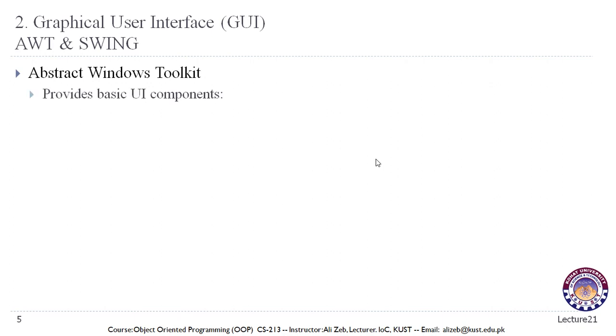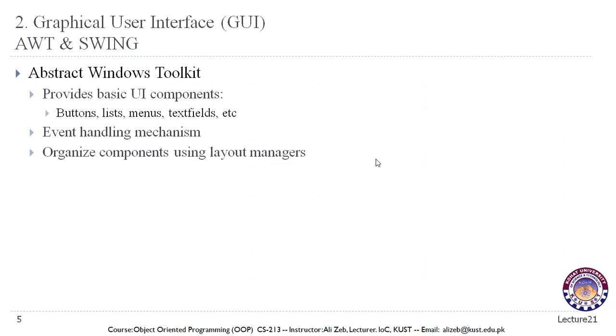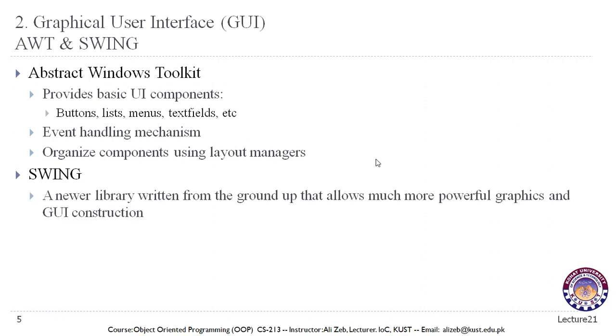Abstract Windows Toolkit provides basic user interface components, for example, buttons, lists, menus, text fields, etc. It has an event handling mechanism and organizes components using layout managers. The Swing API is a newer library, written from the ground up, that allows much more powerful graphics and GUI construction.